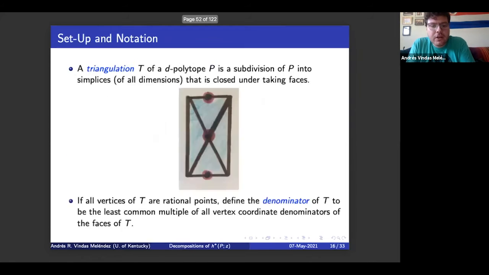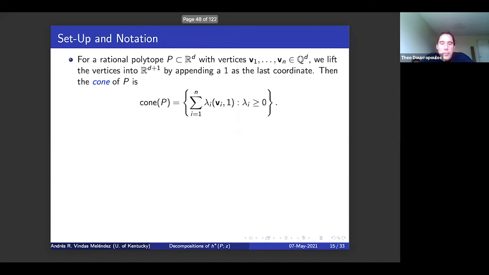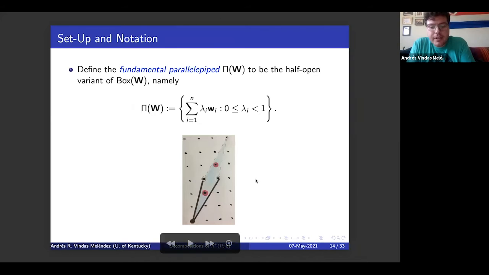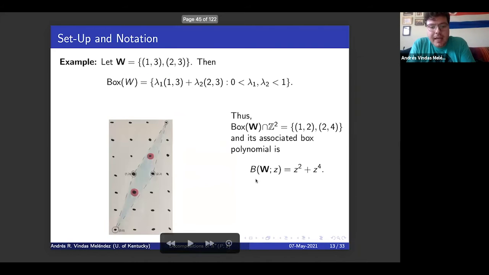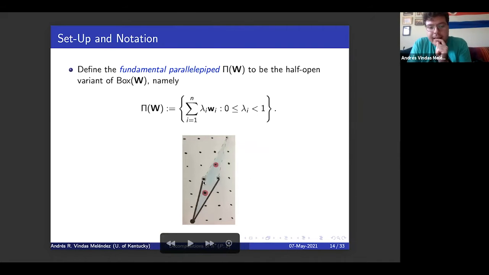So maybe if I can scroll a little bit back here, right? Here's my half-open parallelepiped, and so I would take maybe the whole thing to be empty as one part, then I would take this part to be one, and then this part to be one, and then just this vertex to be another part. So I'm just kind of decomposing it into half-open things.